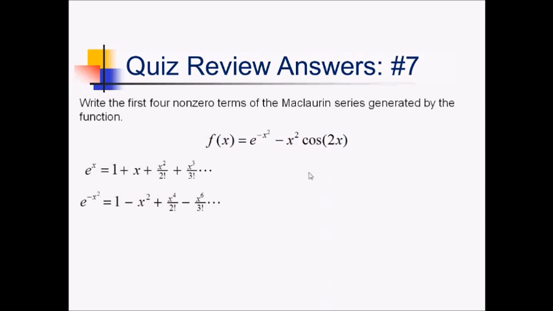Let's take a look at cosine. The series for cosine begins with 1, and then we're doing minus x squared over 2 factorial plus x to the 4th over 4 factorial, and I'll do one more, minus x to the 6th over 6 factorial. Again, I can always keep going if I really need to.